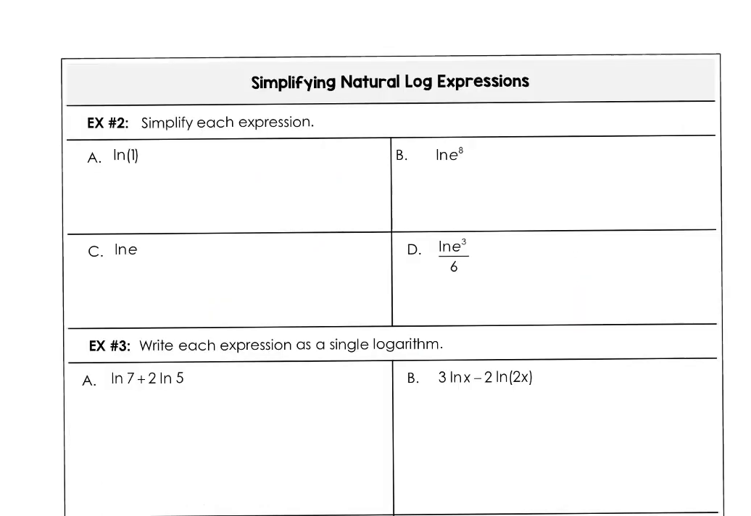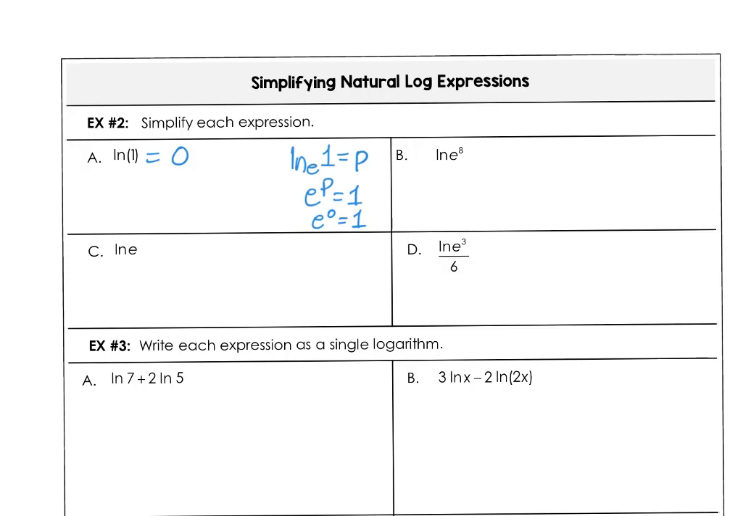In example 2, we're going to simplify the expressions. So remember that this natural log, log base e of 1, is equal to the power if e to the power is equal to 1. So when you think that through, we need e to be to the 0 power to give us 1. So the natural log of 1 is going to be 0.